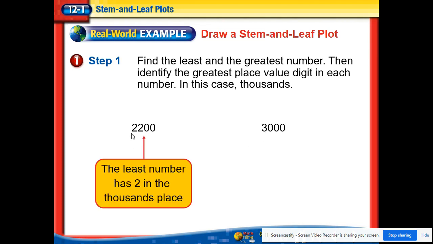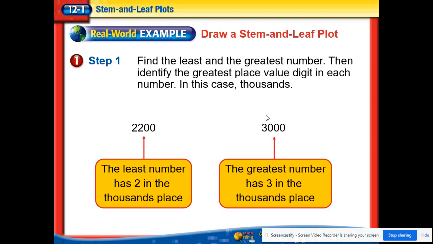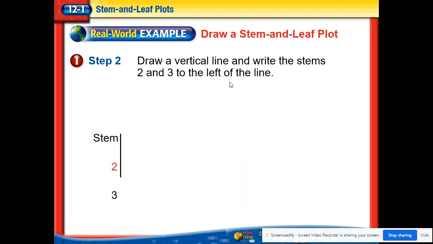So the least one here has a 2 in the first spot, and this one has a 3 in the first spot. Those are going to be our stems. So when we make our stem and leaf plot, we're going to need a 2 and we're going to need a 3. Now, if there were numbers in between, we would need those also. But in this case, just the 2 and just the 3. So we're going to draw the vertical line, and there's that 2 and there's that 3. Again, those are considered our stems.